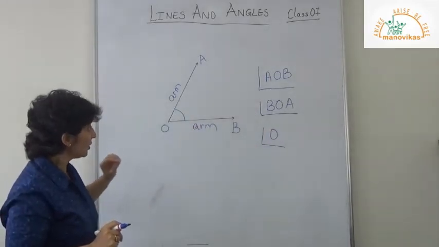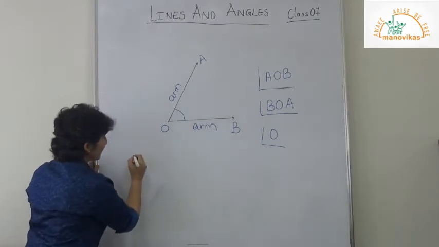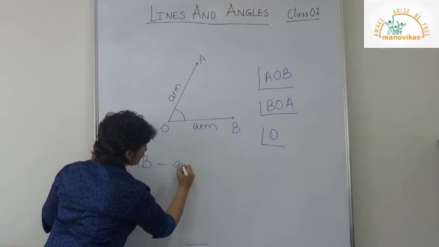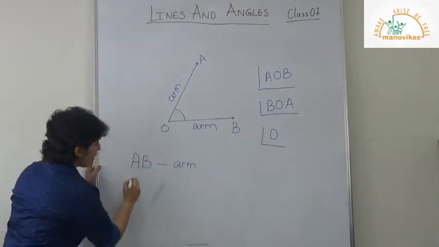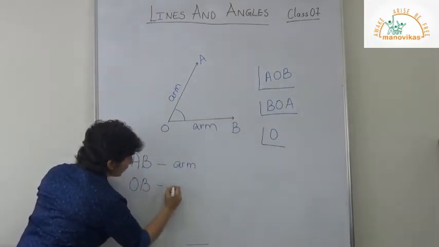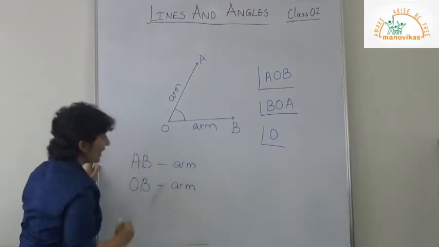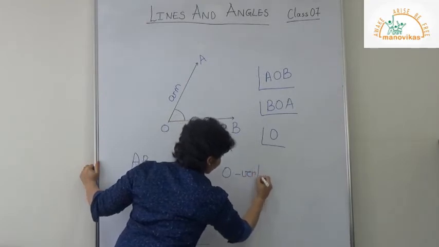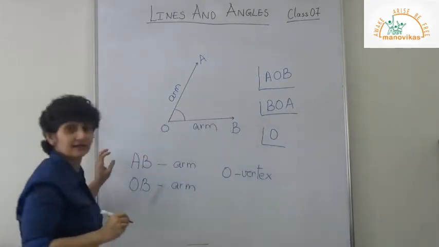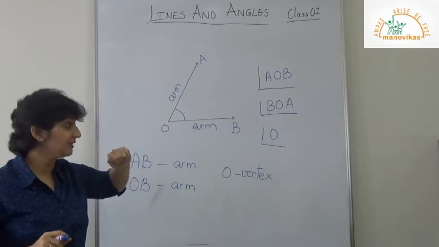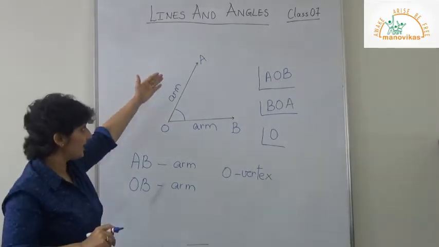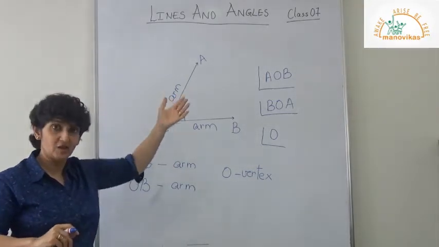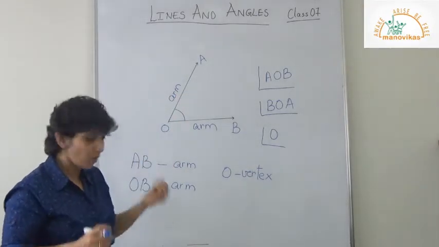Have you understood? So, first let's understand: OA of the angle is your arm. OB is also another arm, and O is your vertex. Right? Then how do I name them? I can either say it as angle AOB or angle BOA or simply angle O.